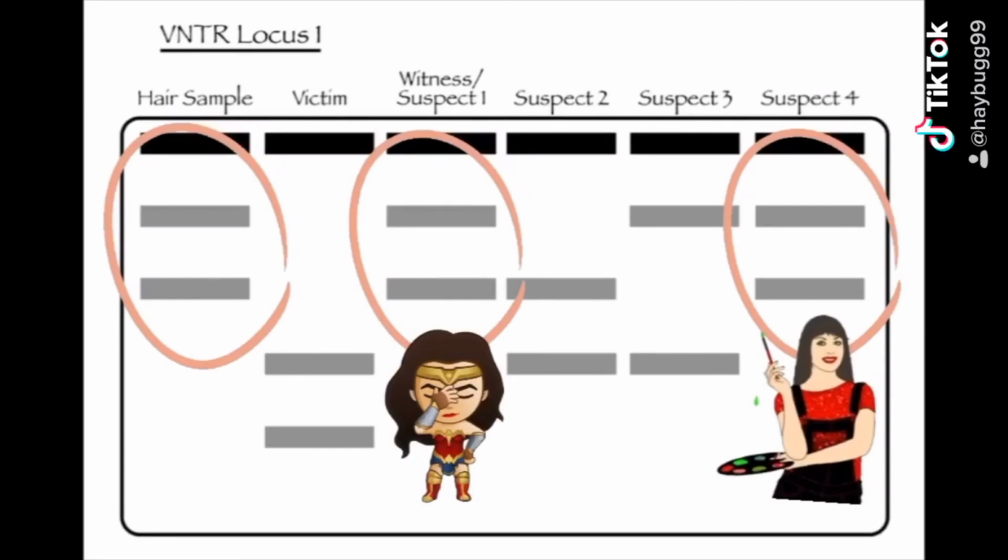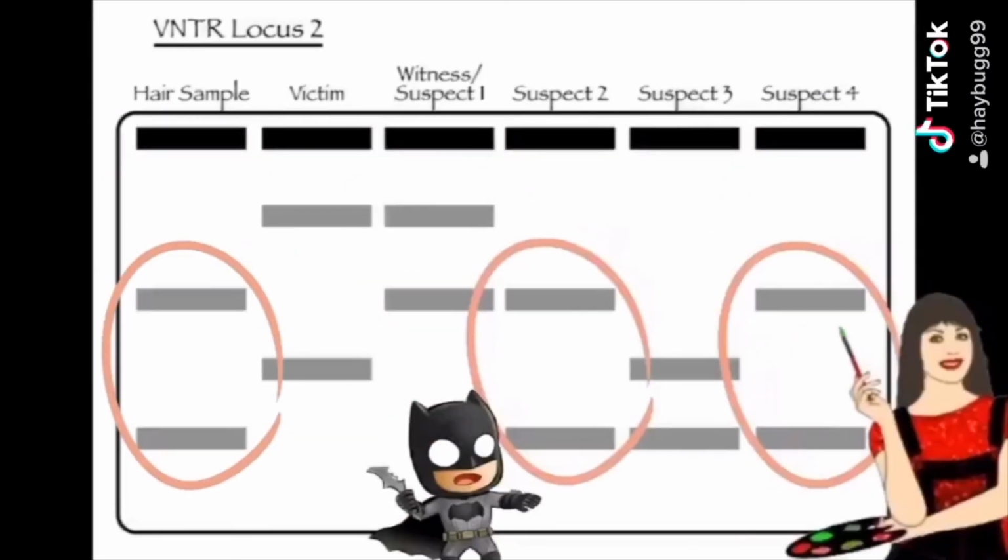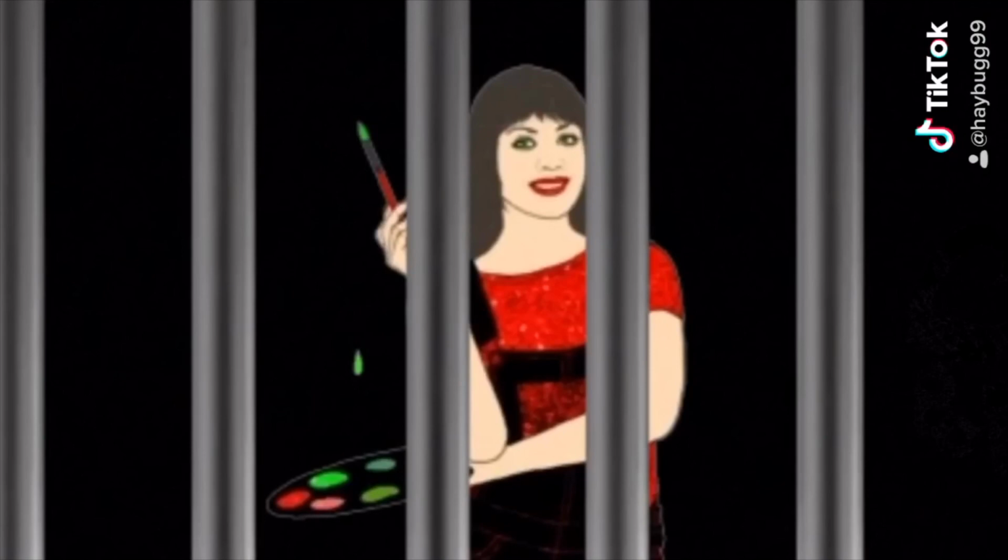Now looking back at VNTR locus 2, we can see that our main suspects are suspect 2 and 4, which is the little kid dressed in the Batman suit, or Rose. Therefore, we can determine that the hair sample found at the crime scene matches suspect 4, Rose, because she is the only one that matched both at locus 1 and locus 2. This means that Rose is the murderer, and yes, she'll be going to jail for a very long time.